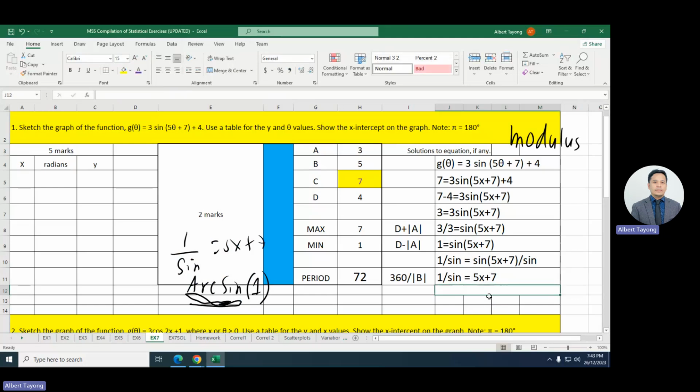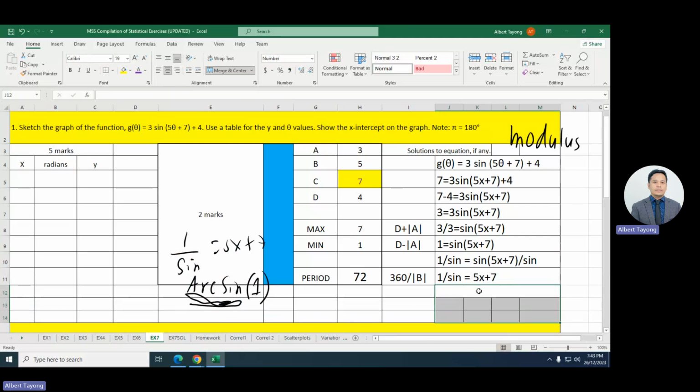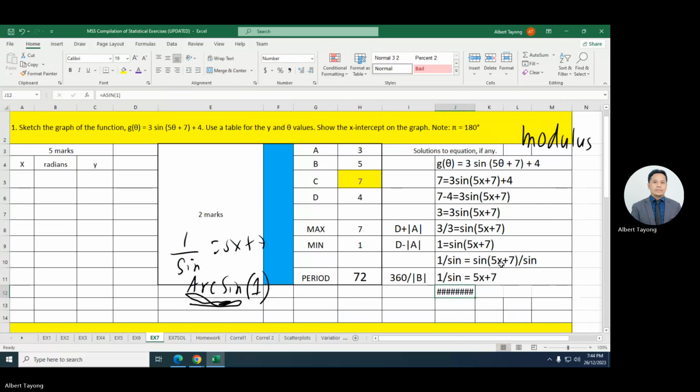Okay, so that means this will become equals arc sine. So what is arc sine of what? 1. So what is the value? Arc sine of 1. Let me just decrease this. That 5x plus 7.